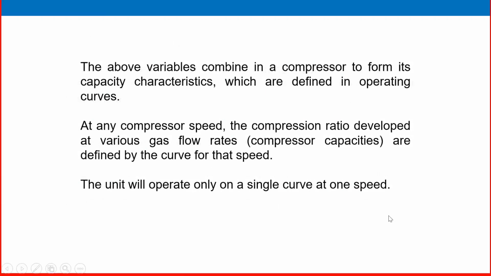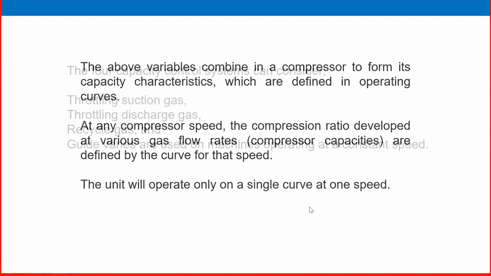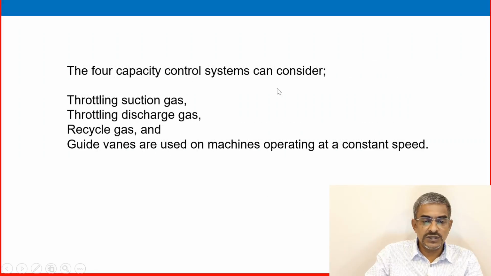The above conditions combine in a compressor to form its capacity characteristics, which are defined in operating curves. At any compressor speed, the compression ratio developed at various gas flow rates, or compressor capacity, is defined by the curve at that speed. The unit will operate only on a single curve at one speed. Four capacity control systems can normally be considered: throttling suction gas, throttling discharge gas, recycled gas, and guide vanes, which are used on machines operating at a constant speed.